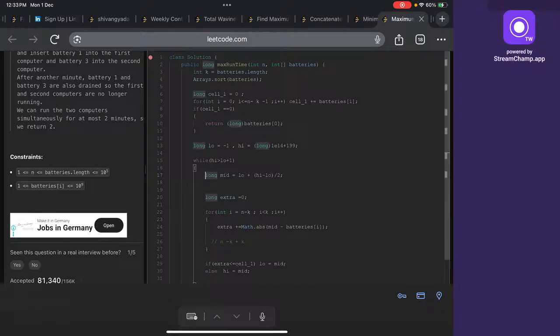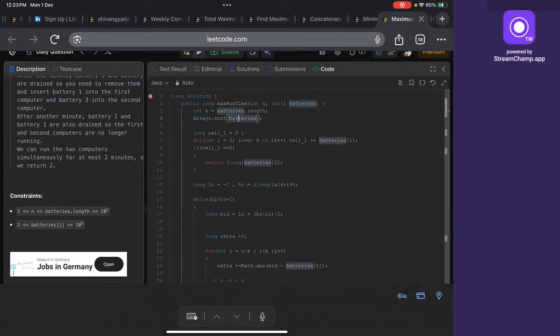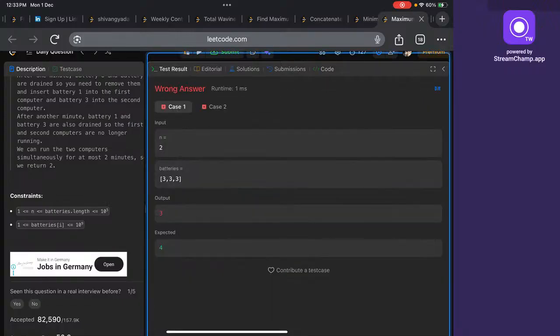Long, that works. Okay, we're subtracting mid minus battery of I, that is also long value. That will also give us a correct answer. Okay, n minus 1, cell of 1, increasing the battery's potential. Okay, I think this should run, right? Oh, why didn't it run, bro? Why? We can run.